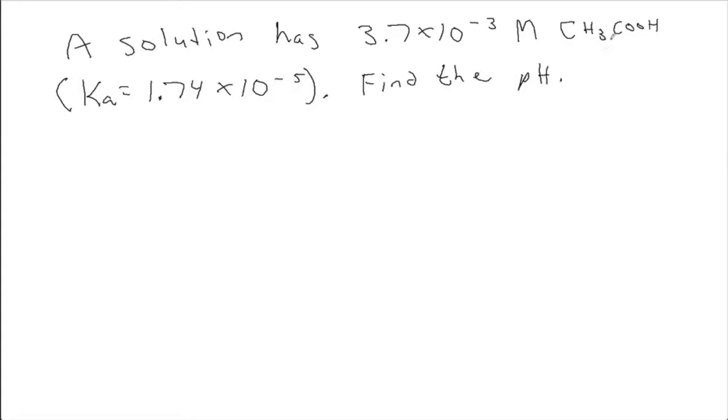How do we know this is a weak acid? Well, first of all, it wasn't in the list of strong acids that we memorized. But also, remember, if they give you the Ka, that means it's a weak acid, because the Ka is an equilibrium constant. But only weak acids have equilibriums.